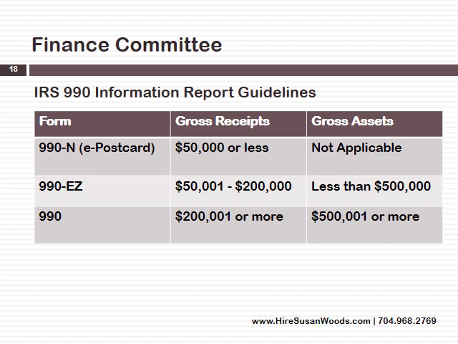If the revenues or gross receipts are $50,000 to $200,000, and they have assets of less than $500,000, then they can file the 990EZ. If the gross receipts or gross revenues are $200,000 and $1 or more, and the assets are $500,000 and $1 or more, then they would have to file the 990. So if we've already said that the fundraising goal is $500,000, we already know that the organization will be required to file the 990 information report.